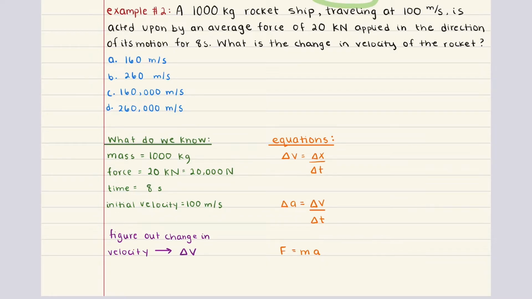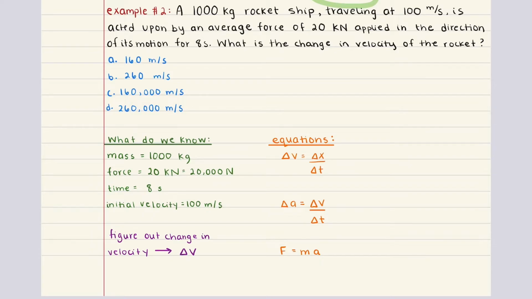This second problem says a 1,000 kilogram rocket ship traveling at 100 meters per second is acted upon by an average force of 20 kilonewtons applied in the direction of its motion for 8 seconds. What is the change in velocity of the rocket? Now, to solve this problem, we're going to need to determine the change in velocity of this rocket when acted upon by a given force over a certain period.